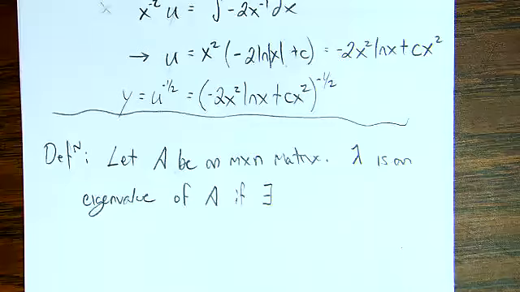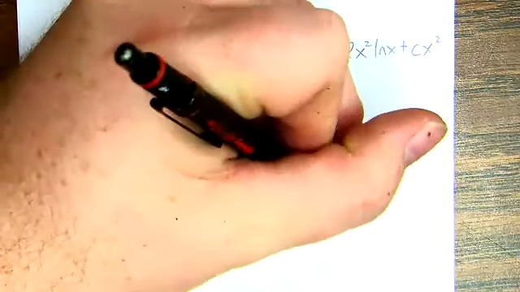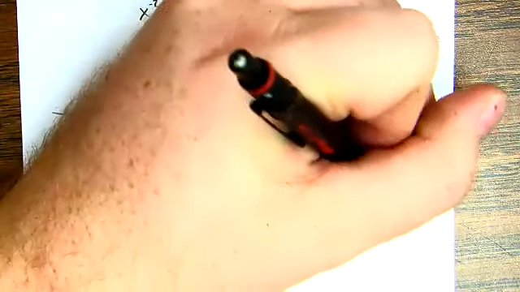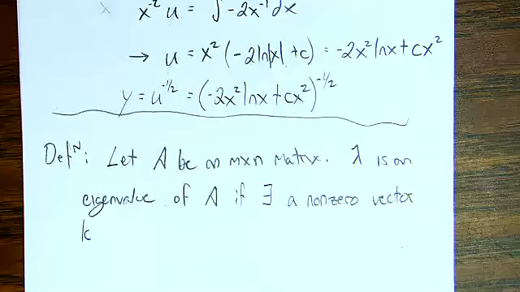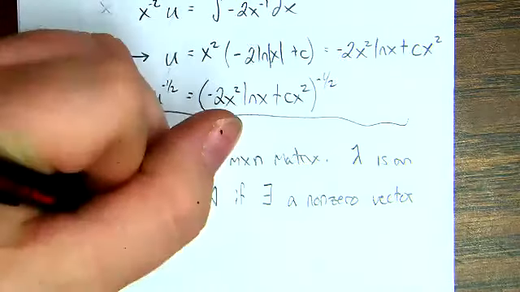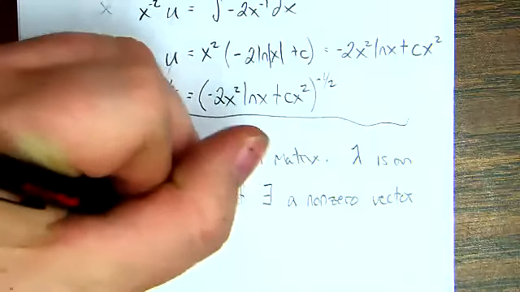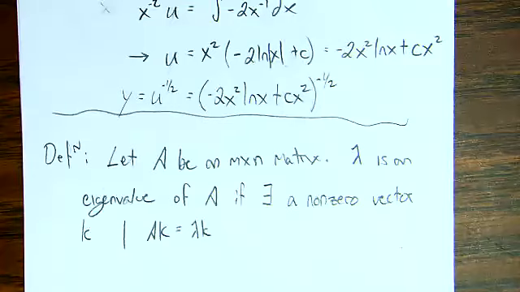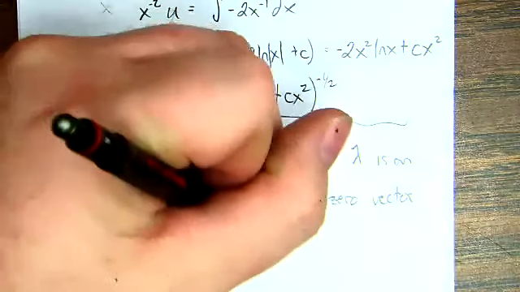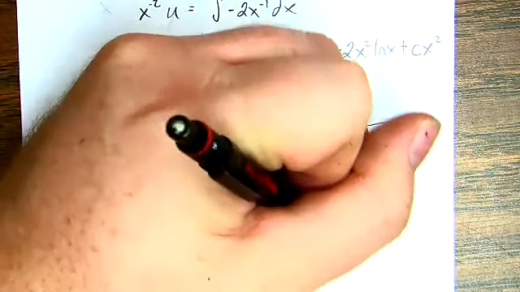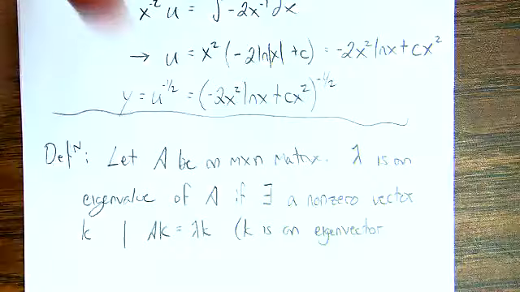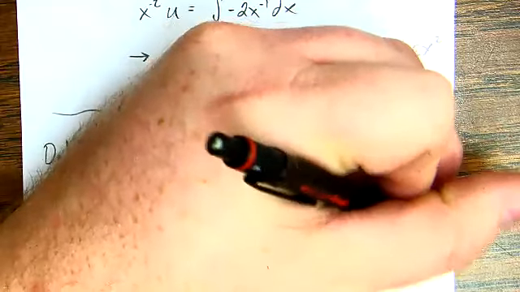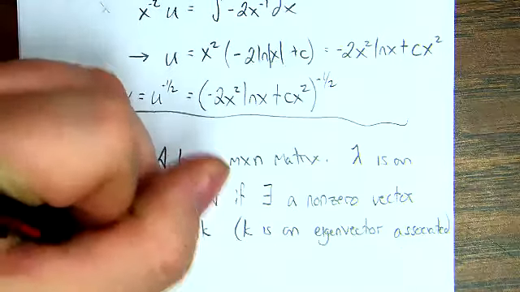if there exists a non-zero vector K such that AK is equal to lambda K. And here we say K is an eigenvector associated with lambda.